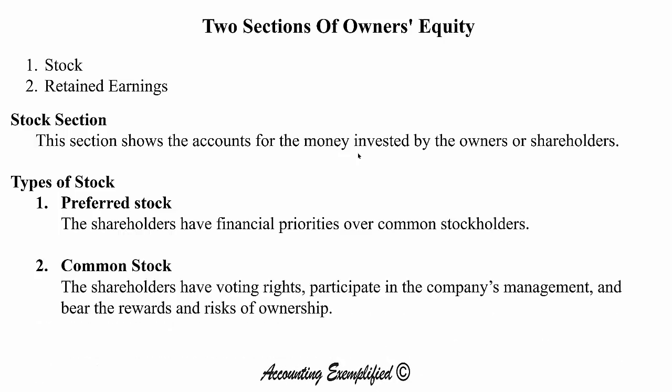The second kind of stock is the common stock. The shareholders belonging to the common stock are considered to be the real owners. Why? Because they have the voting rights and they participate in the company's management and they bear the rewards and risks of ownership. Because if the company is not making any money, common stockholders will not get any dividend.